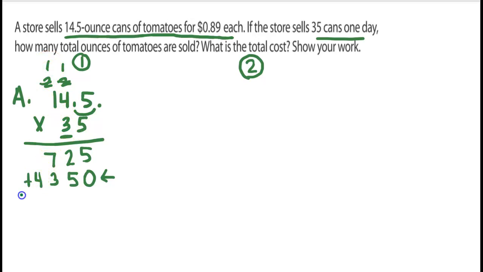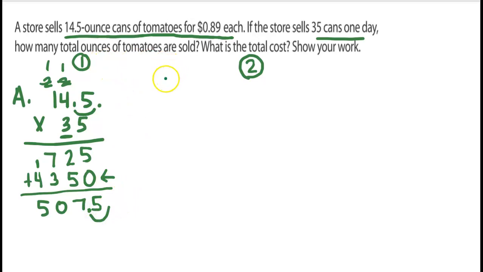Now I can add these two partial products together. 5 plus 0 is 5. 5 plus 2 is 7. 7 plus 3 is 8, 9, 10. Drop my 0, carry a 1, or regroup a 1. I'm bad about saying carry. 4 plus 1 is 5. Okay, now what did I do up here? I moved one place to the right. So here I have to move one place to the left.